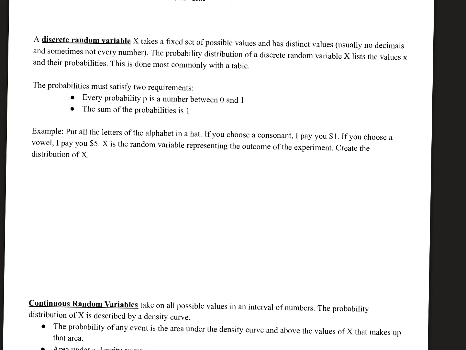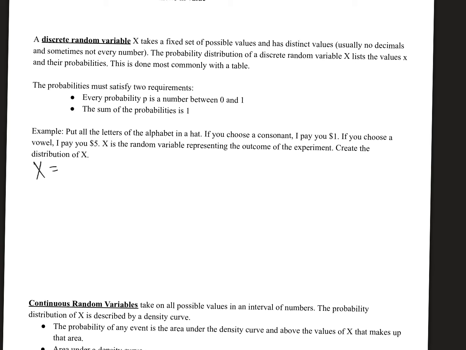So, for example, put all the letters of the alphabet in a hat. If you choose a consonant, I pay you $1. If you choose a vowel, I pay you $5. X is the random variable representing the outcome of the experiment. Create the distribution of x. So this is a discrete random variable because there are distinct outcomes for the letters of the alphabet. I would assign them a number so that there is a numerical value associated with it, but there's a distinct outcome.